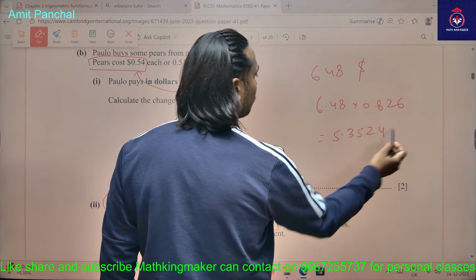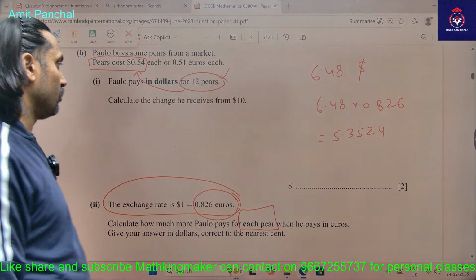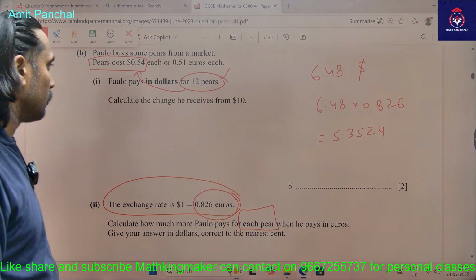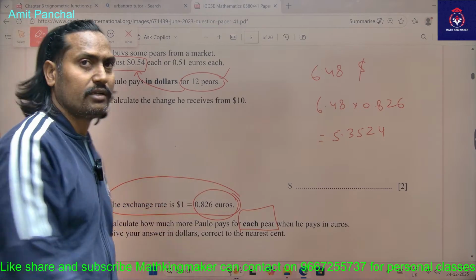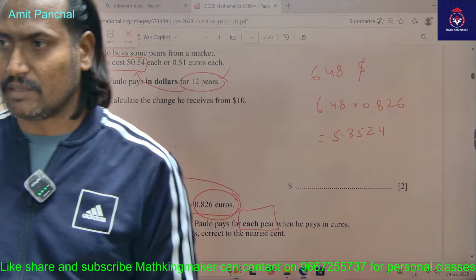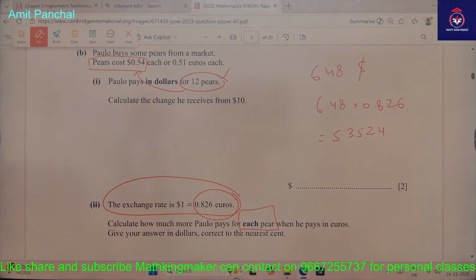5.35248. So that is the price for 12 pairs. Yes. Okay. But we need the price for one pair, right? Yeah. So if you divide that by 12, you will get the price: 0.44604. But that doesn't answer our question. We need to find how much more money Paolo is spending.